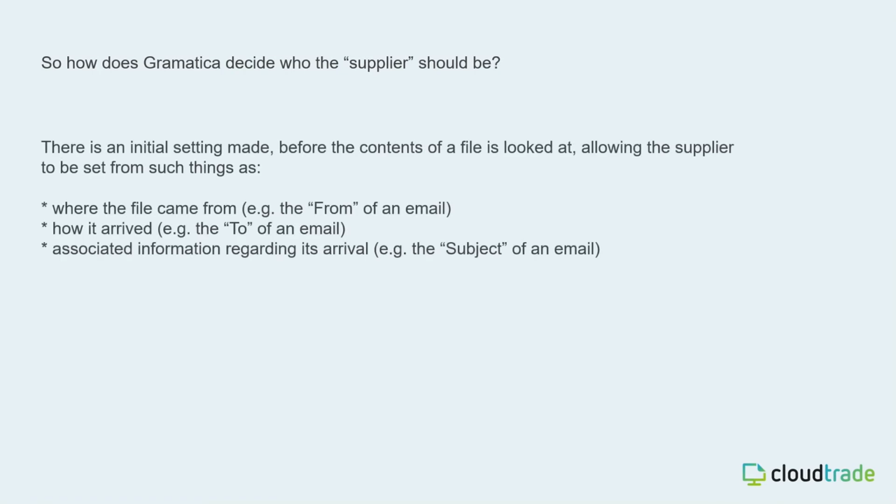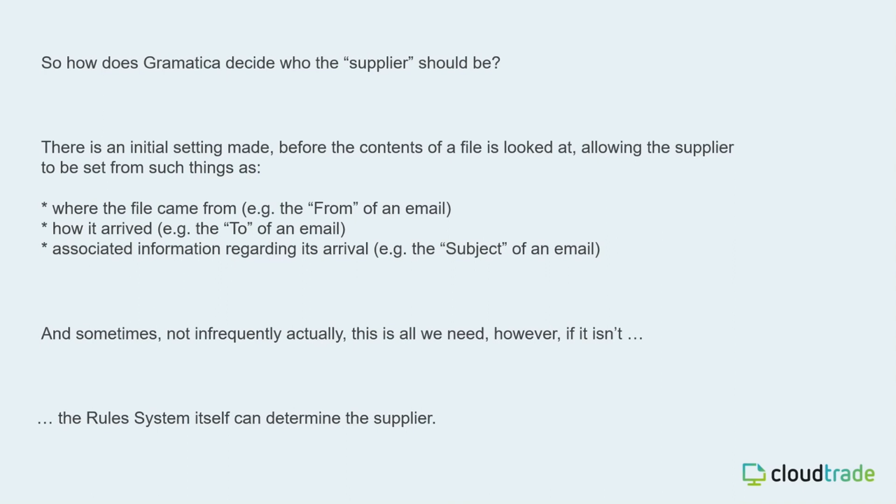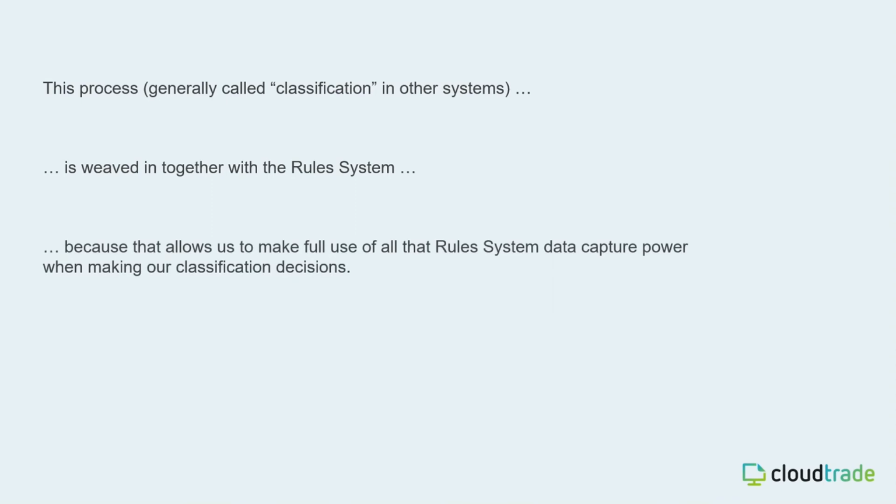There's an initial setting made before the file is looked at, which allows us to set it from things like the email data, like the from address or the to address, or perhaps even the subject. But sometimes, not infrequently actually, when this isn't all we need, the rule system itself can determine the supplier by basically examining the contents of the file itself. It's called classification of the systems, but we weave it in together with our rule system, because that allows us to make use of all our rule system power when we make our classification decisions.